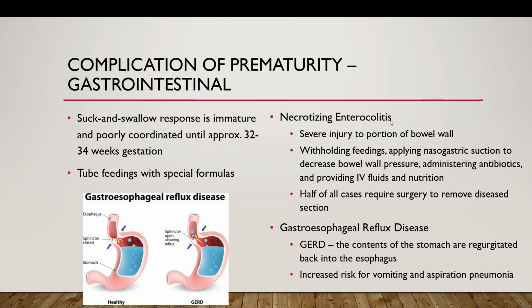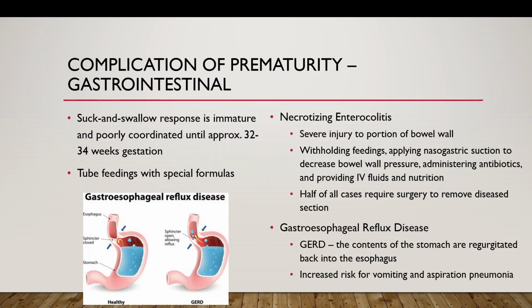Necrotizing enterocolitis happens when there is an injury to a portion of the bowel wall in a baby. To solve this problem, they might withhold feedings, give some suction to the area to decrease that wall pressure, give antibiotics, and provide IV fluids and nutrition. Half of all the cases of this require surgery to remove a diseased section of the bowel.